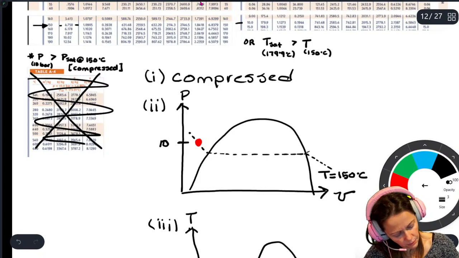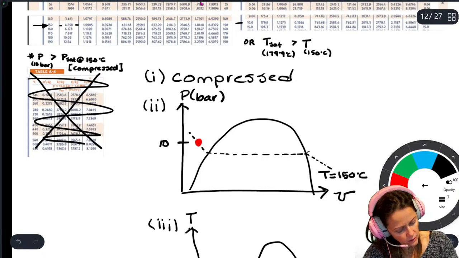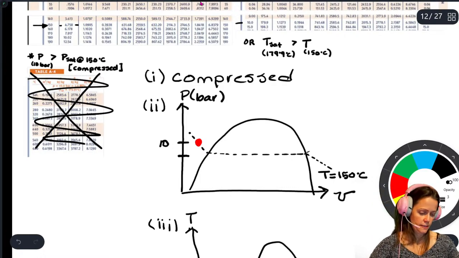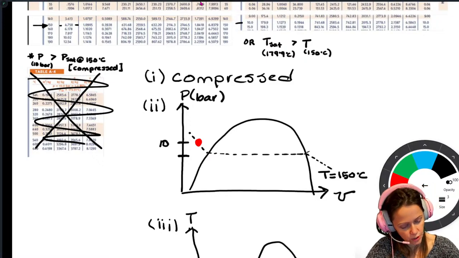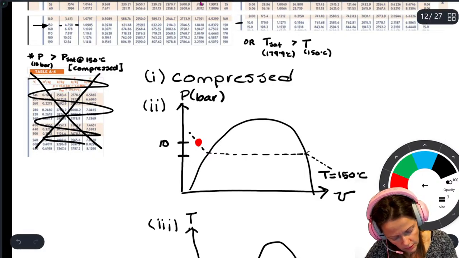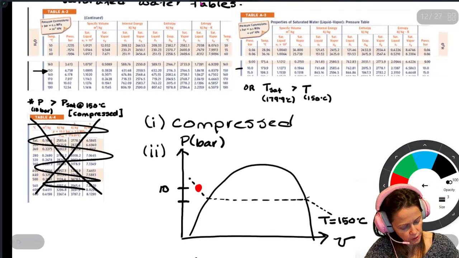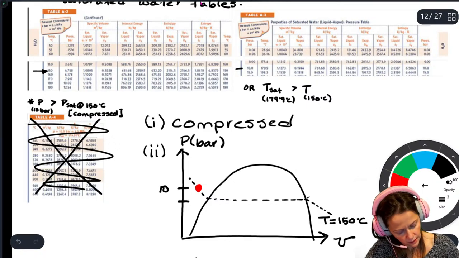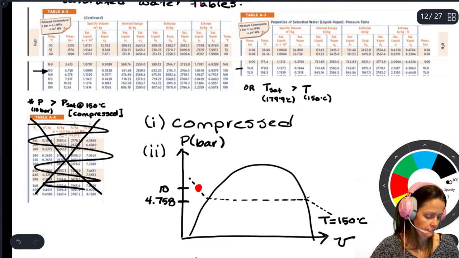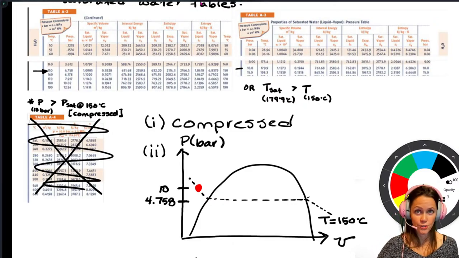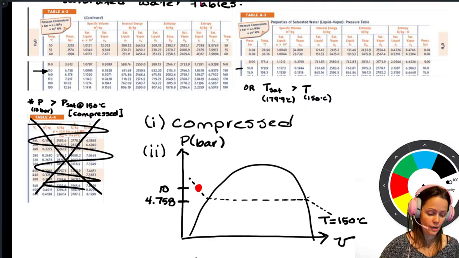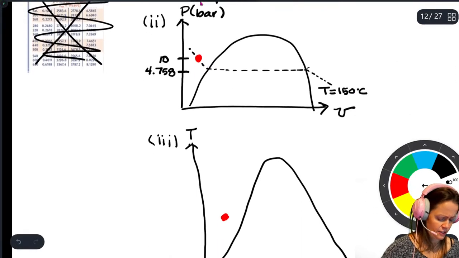So if this is 10 bar, this pressure right here, which corresponds to where the temperature is 150 degrees Celsius in that two-phase region, would correspond to this number right here. So that number right up there is the saturation pressure at 150 degrees Celsius. So that's 4.758 bar. So it's one way that you can use those TV and PV diagrams to justify to yourself that those rules on that page, a couple of pages up, are valid, or true. I'm not lying to you.